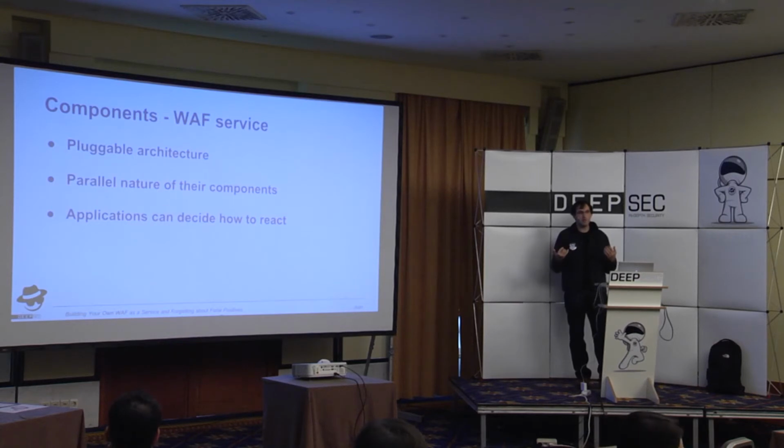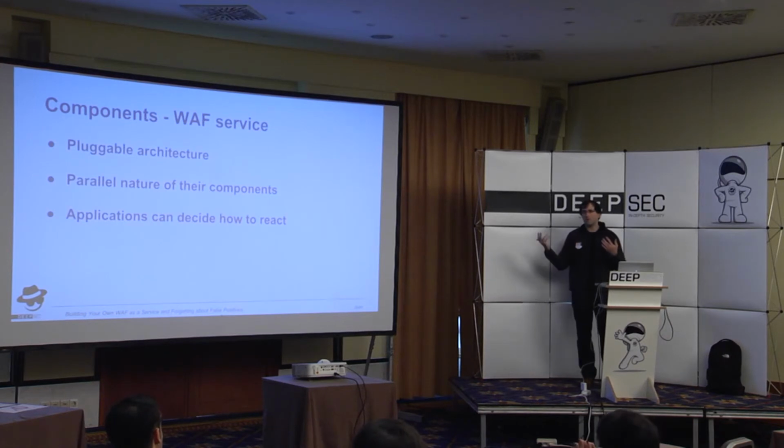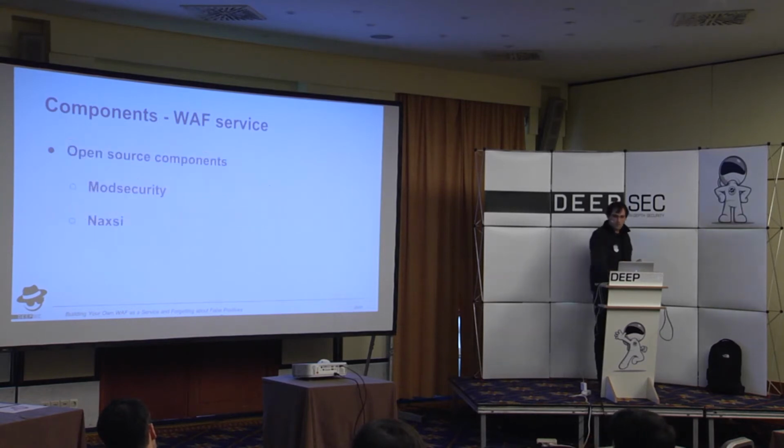Since it's a service, you can have a pluggable architecture where you have different components behind the WAF service itself. Those components can be parallel, and you can tell the application, OK, this particular component is saying that this might be an attack, and the application can decide how to react. In the same way, the application might decide which kind of components we want to run for my application itself.